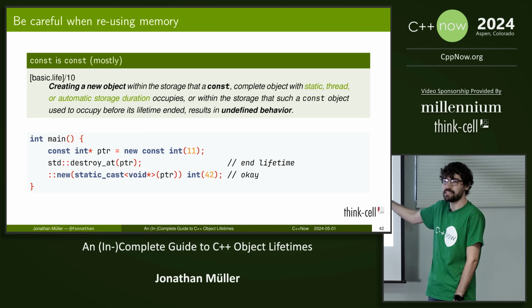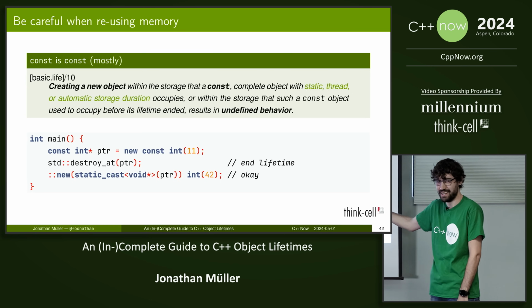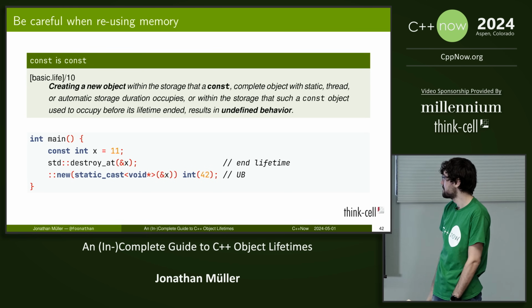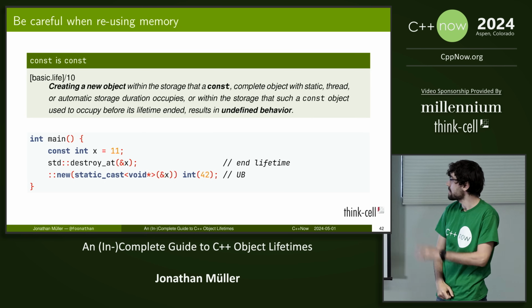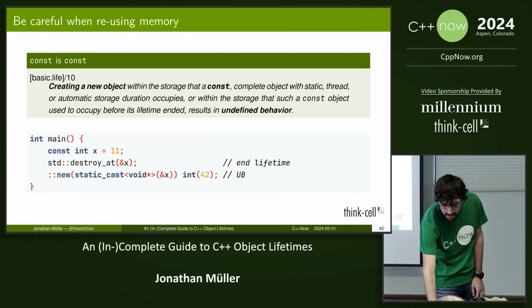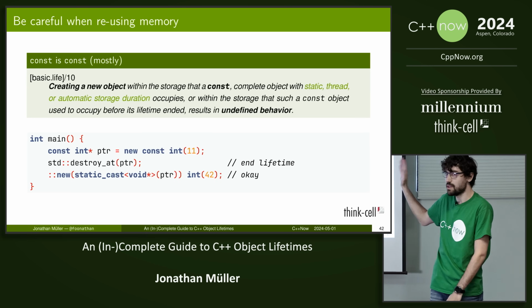Like const on the heap doesn't matter. You can go back one slide. So you're destroying x twice, right? I mean, I already have UB here, so it doesn't matter. Oh, okay, right. Yeah. So const on the heap doesn't matter.